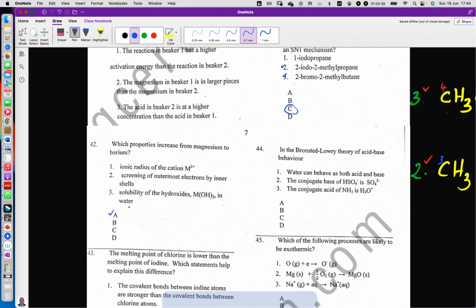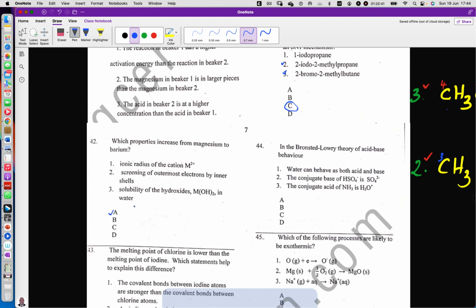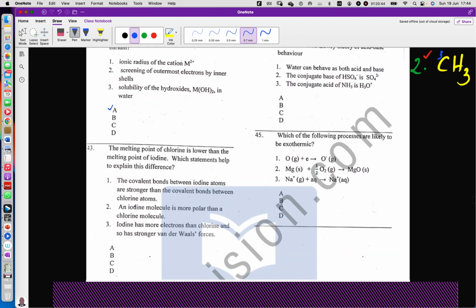Okay, question number 43. The melting point of chlorine is lower than the melting point of iodine. Which statement helps to explain this difference? We need the one that makes the melting point of chlorine lower than that of iodine.